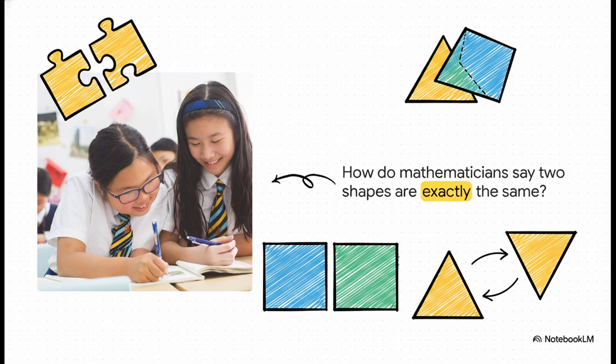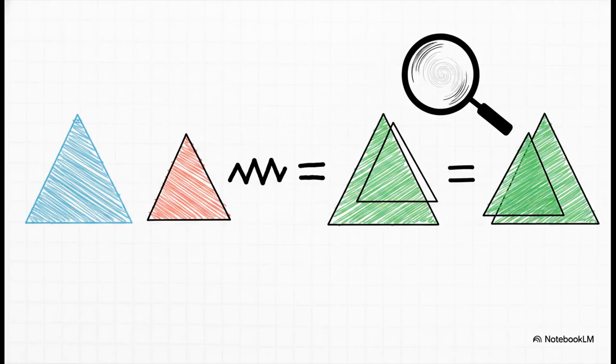Well, that's where geometry comes in, with a really powerful tool for us. Because let's be real, in our everyday chats, same can mean a lot of things. But in geometry, we need to be way more precise. We can't just go, they look the same. Nope. We need a word that means they are identical in every single measurable way. And that word is congruent.